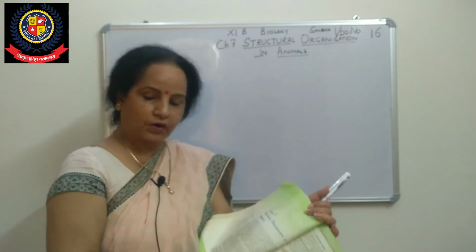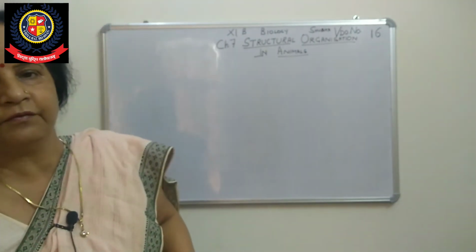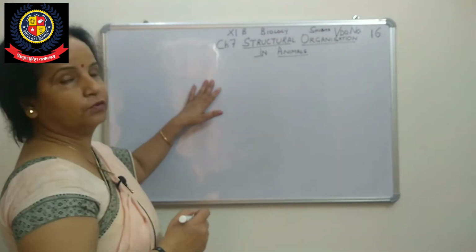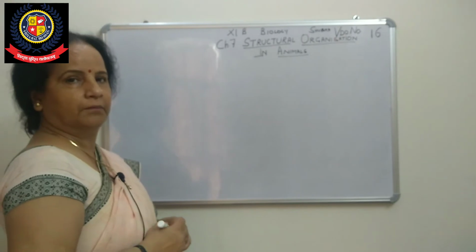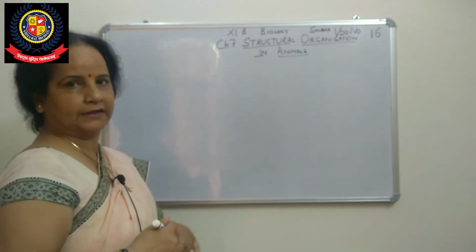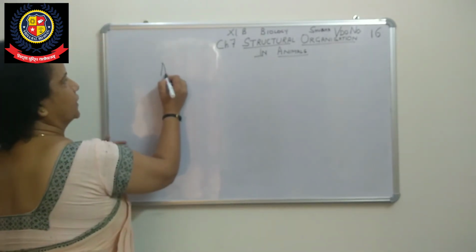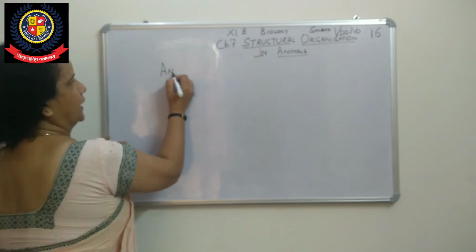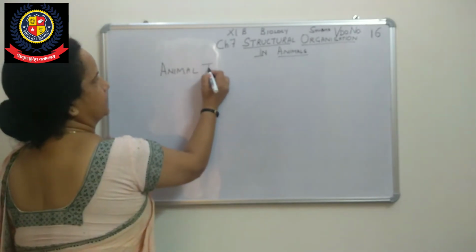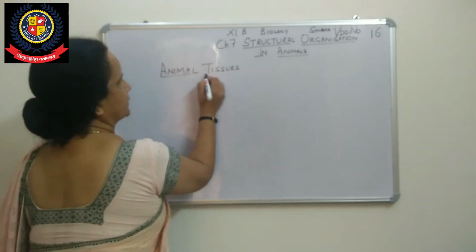So now we have to do only animal tissue. In this chapter we have to do only animal tissue, which you have already done in class 9th. The names are the same, but some more details are there. So in chapter number 7, your syllabus has only animal tissue. This is your topic.